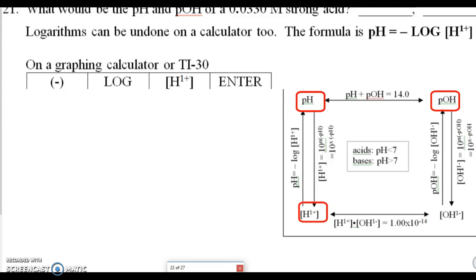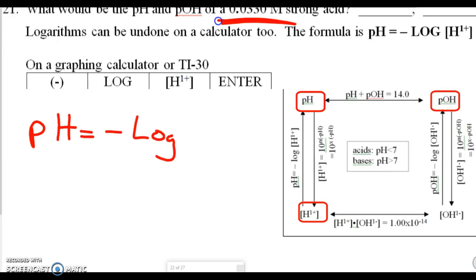So this one says, what would be the pH and pOH of 0.0330 molar strong acid? All right, so we can calculate the pH based on this number right here, because again, pH is equal to the negative log of our hydrogen ion concentration. So we could go 0.0330, or we could use the number of 3.30 times 10 to the negative second, and know our pH should be around 2 somewhere.